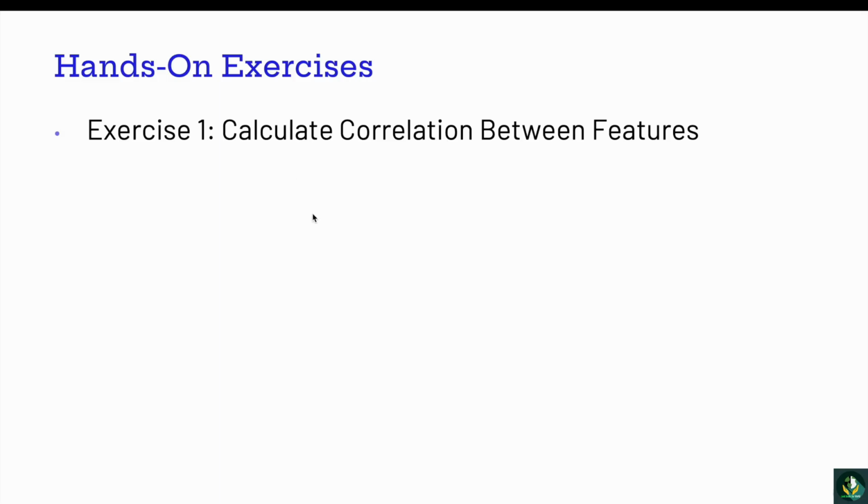Our first exercise is to calculate correlation between features. The objective here is to compute and visualize correlations in a particular data set. And for this, we are going to use the iris data set. So we are going to load that iris data set that we've used before, and then calculate the Pearson correlation between the numerical features. And then finally, we'll visualize the correlation using a heat map.